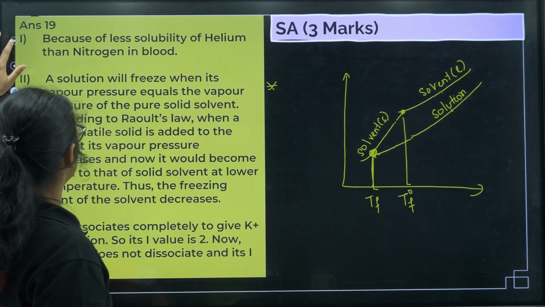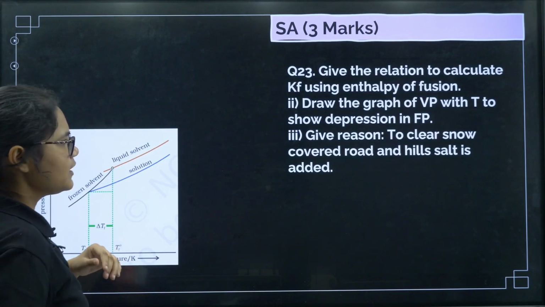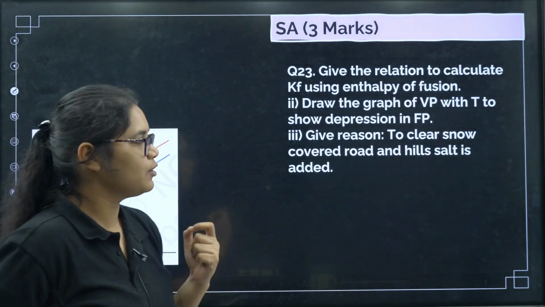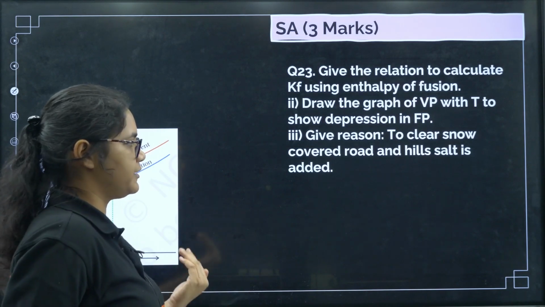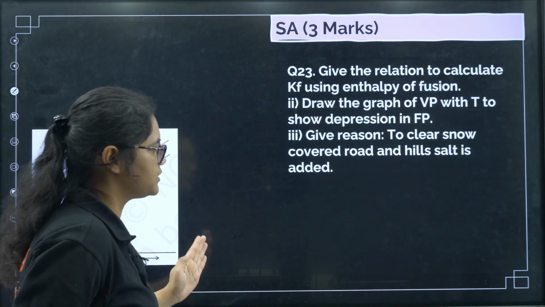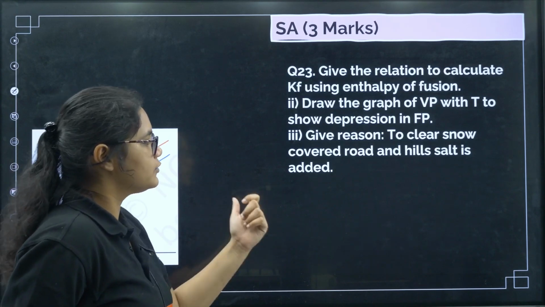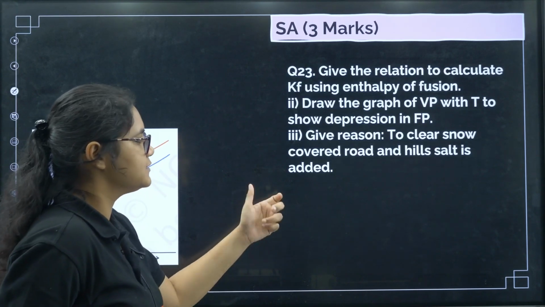Okay. I hope this is clear. Next, give the relation to calculate Kf using the enthalpy of fusion. Draw the graph of vapor pressure with temperature to show the depression in freezing point. Give reason to clear snow covered road and hills salt is added.